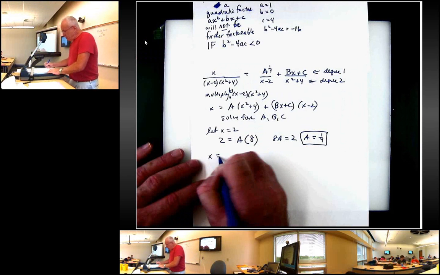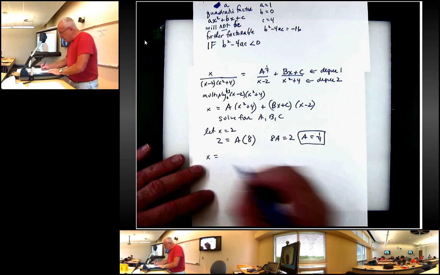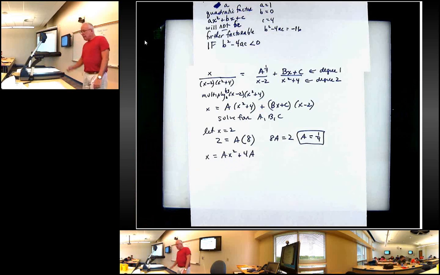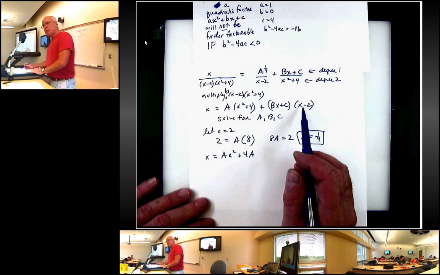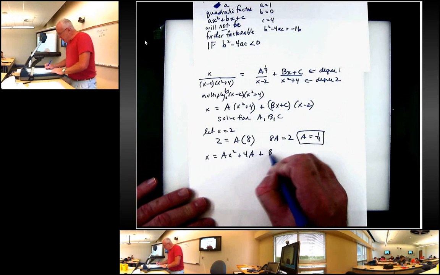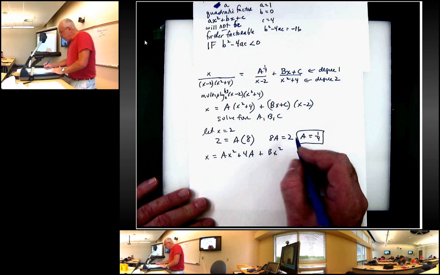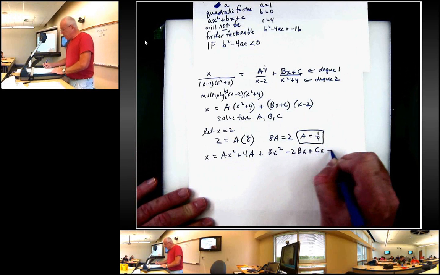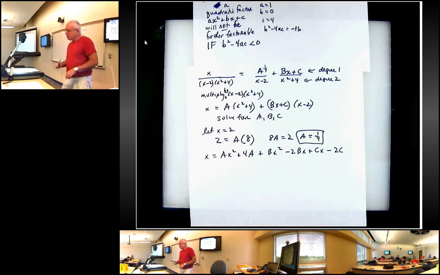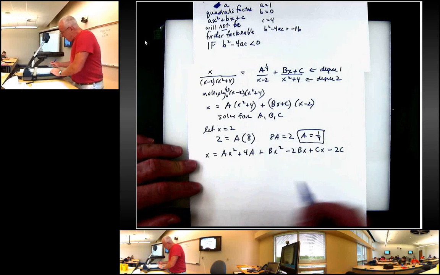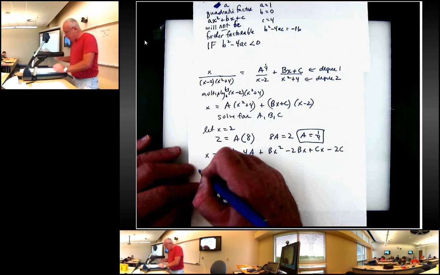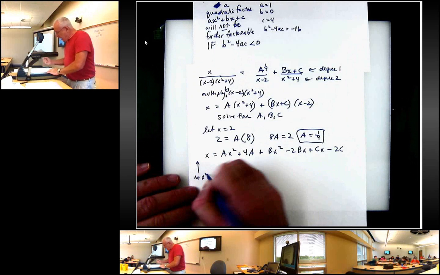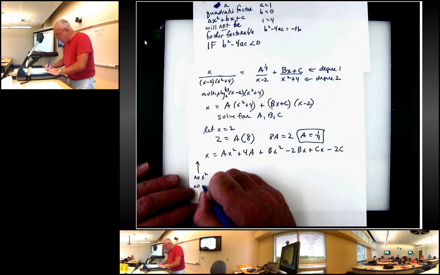So let's see here. x equals, let me distribute that a. So it's ax squared plus 4 times a. And then let me FOIL bx plus c times x minus 2. That's going to give me bx squared minus 2bx plus cx minus 2c when I FOIL that out. Now notice here on the left, we just have an x coefficient. We have no x squared, and also we have no constant term.